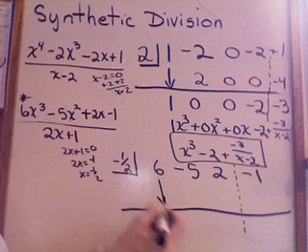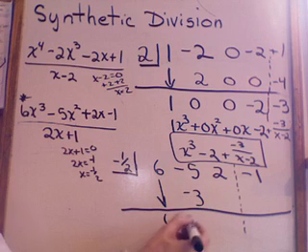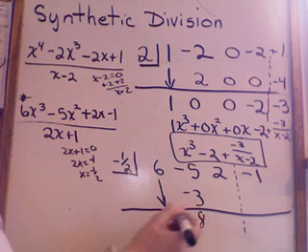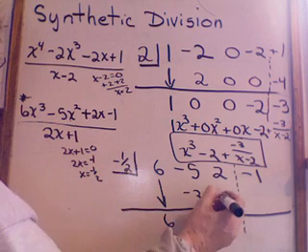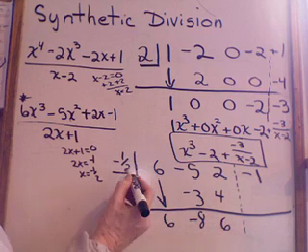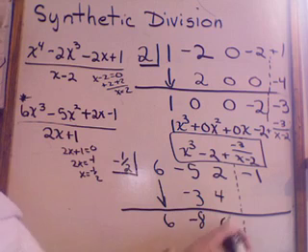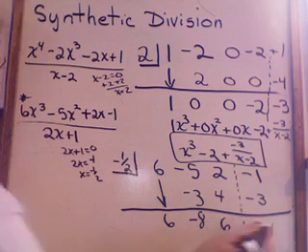Bring down the 6. Negative 1/2 times 6, negative 3. Add, get negative 8. Negative 1/2 times negative 8, 4. Add, 6. Negative 1/2 times 6, negative 3. Add, negative 4.